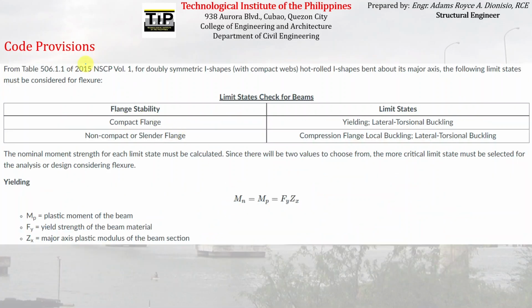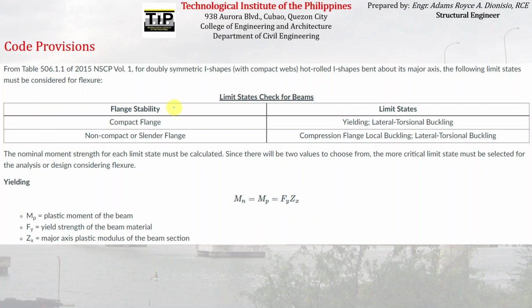From Table B5.1.1 of 2015 NSCP Volume 1, for doubly symmetric I-shapes with compact webs and channels bent about their major axis, the following limit states must be considered for flexure. So ito yung mga limit state checks for beams whenever we design it with respect to flexure. Okay, so you can see this on Table B5.1.1 of NSCP.